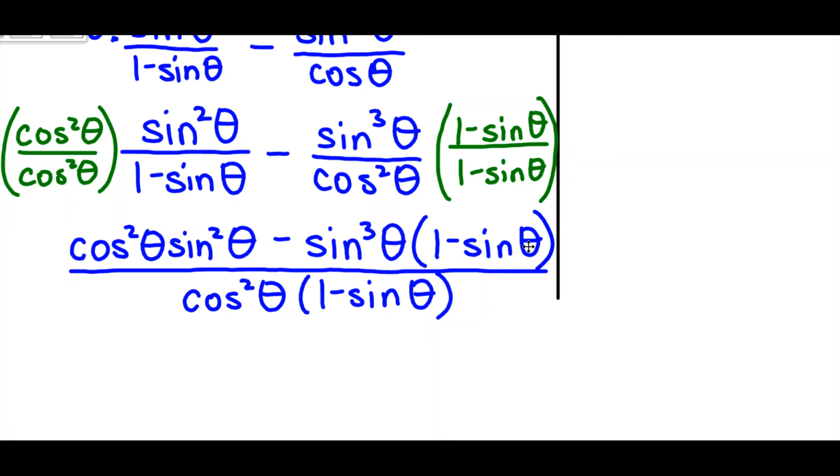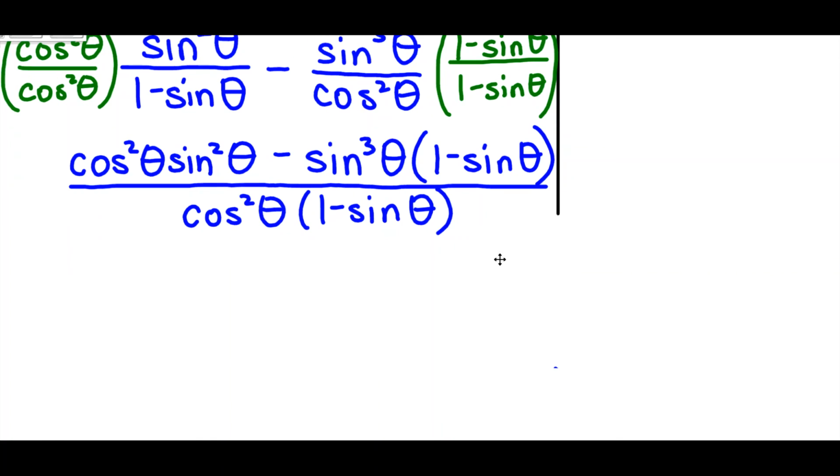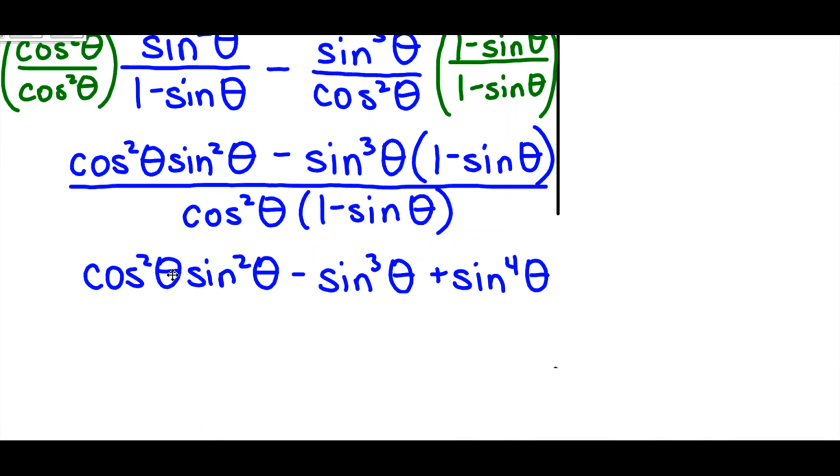When I do that, it's going to give me a few more options. So I'm going to next distribute this sine cubed into this set of brackets. And so when I do that, I'm going to have cosine squared theta, sine squared theta. Here I've taken sine cubed times 1 is sine cubed, and sine cubed times sine theta is sine to the 4. Now keep in mind, watch your signs as you're doing this because they are going to be important as we go through here.